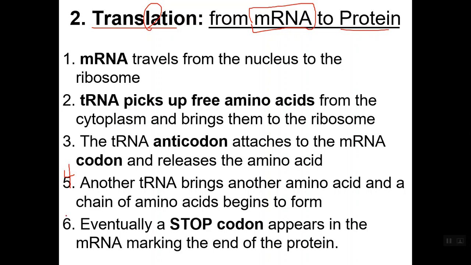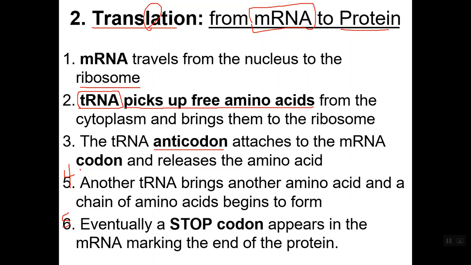Ignore, this should be a 4, that should be a 5. The numbers don't matter. It's just what happens that's important. So messenger RNA travels from the nucleus to the ribosome. At the ribosome, messenger RNA meets up with tRNA. Remember that tRNA is carrying the amino acids so that they can be assembled at the ribosome.